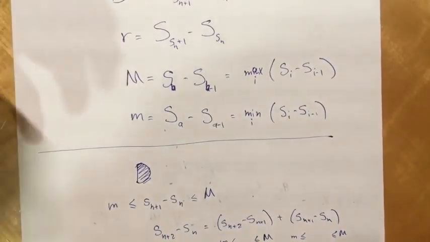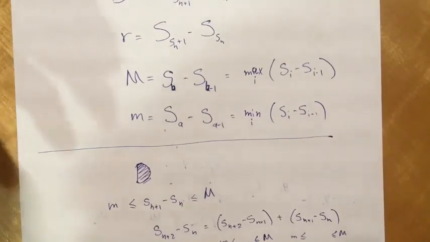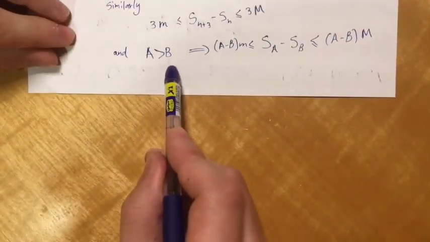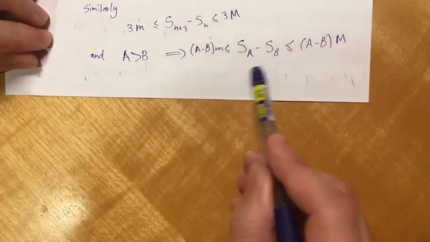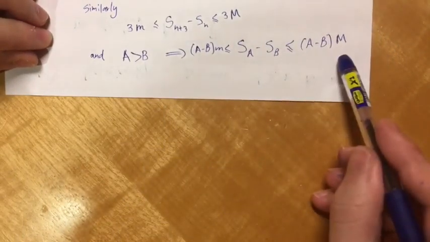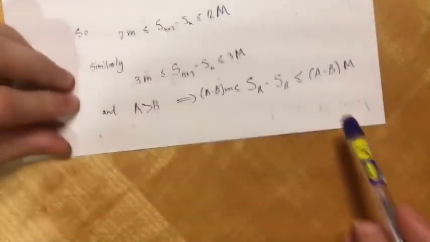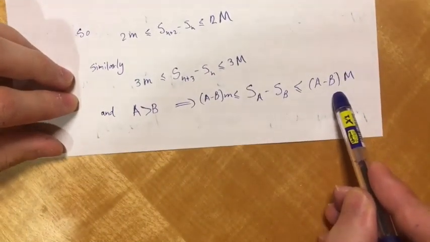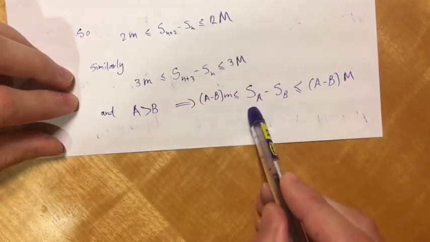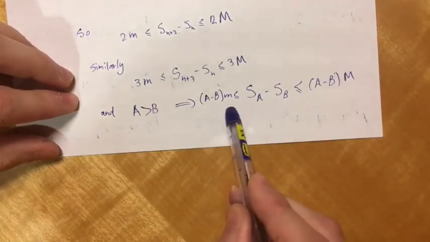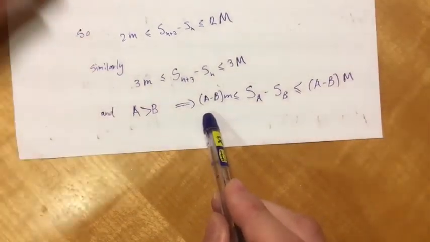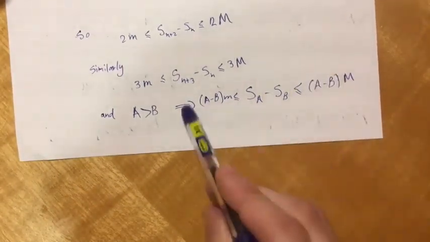Now these variables impose a lot of structure on our sequence. In particular, we can show that if A is bigger than B, then Sa minus Sb is bounded above by M, which is the maximum difference, times A minus B, which is the number of steps to go from B to A. Now it's also bounded below by small m times A minus B. Now I'm going to explain why this is true.